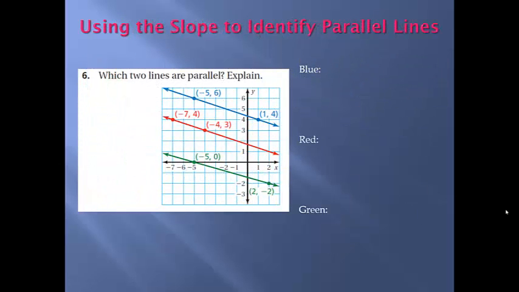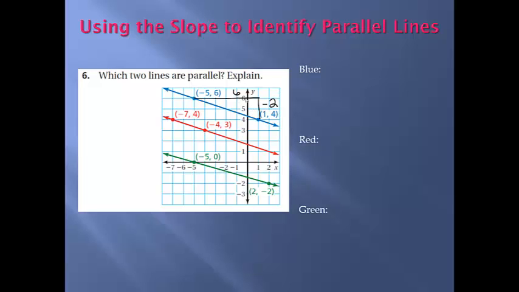Now we're going to use the slope to identify parallel lines. So which 2 lines are parallel? And then we'll explain. So what we need to do is we need to find the slope of each of our lines. We can do it with either method that we've already looked at. So we can do our rise over run, or we can do the change in y over the change in x. So let's go ahead and use the first method, and we'll see how many times we go over and then up or down. So we're going to go over 1, 2, 3, 4, 5, 6. And then we will go down 1, 2, which we know when we go down, that's a -2.